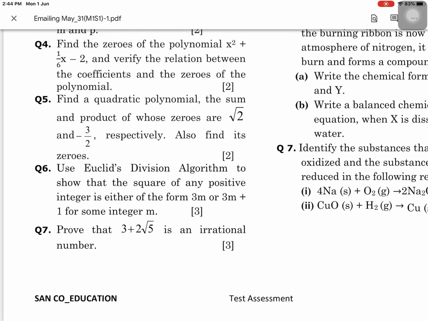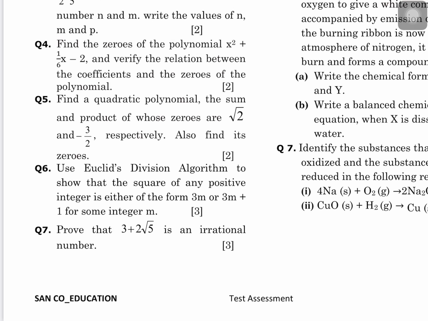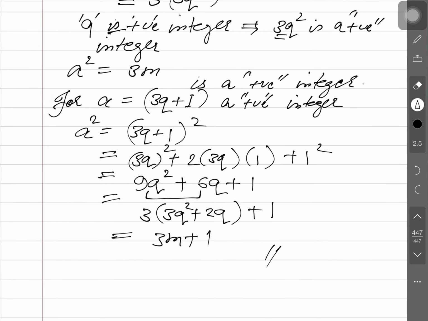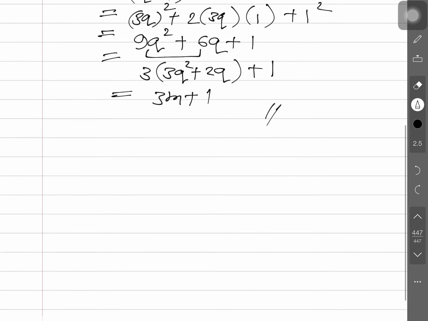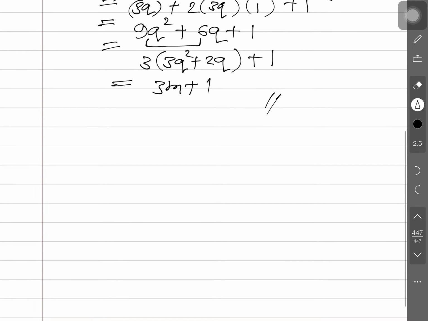I think you can find this. I just want to tell you the method which I told you. The contradiction method is to be used here. 3 plus 2 root 5.